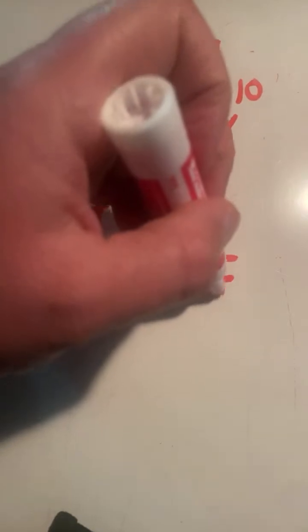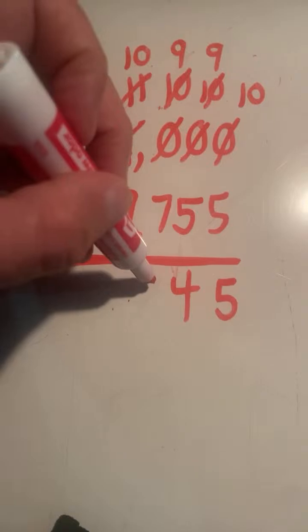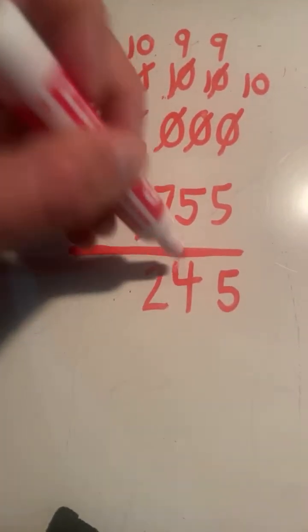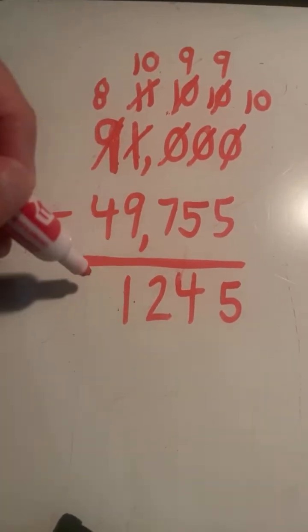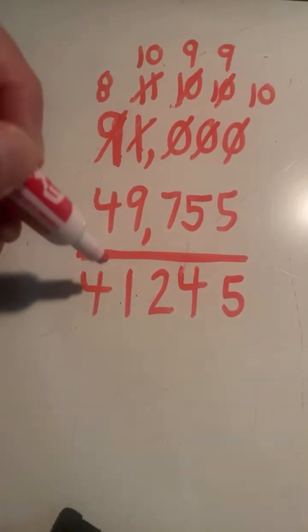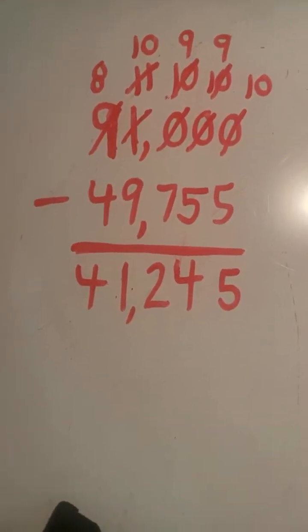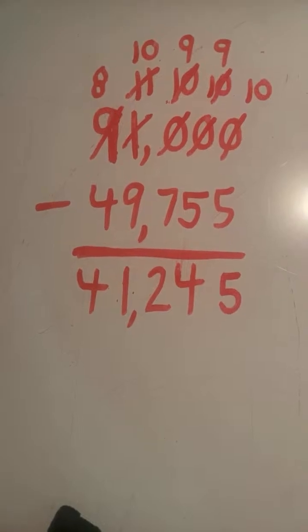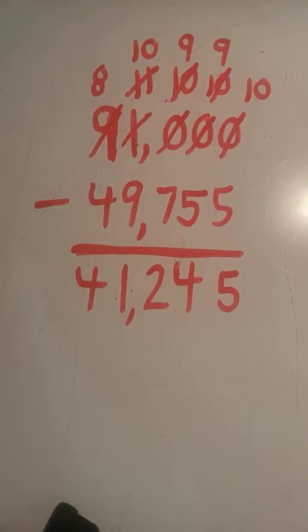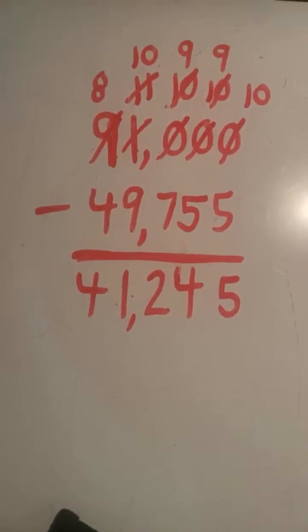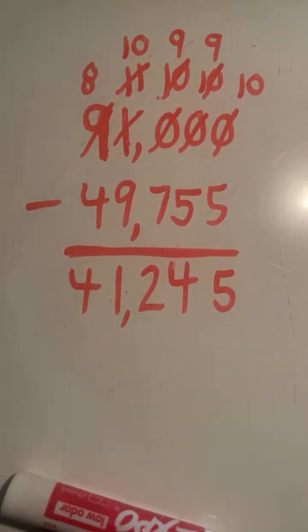10 minus 5 equals 5. 9 minus 5 equals 4. 9 minus 7 equals 2. 10 minus 9 equals 1. And 8 minus 4 equals 4. And we have our final answer. 91,000 minus 49,755 equals 41,245.